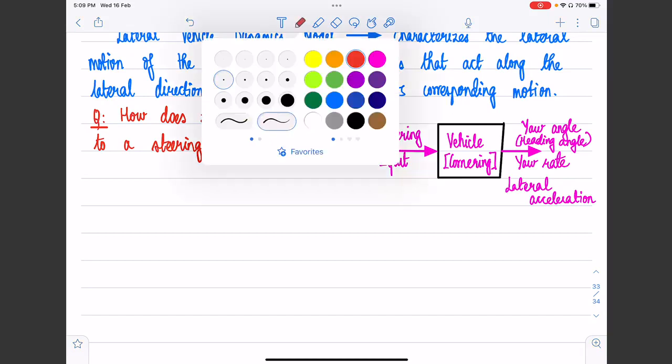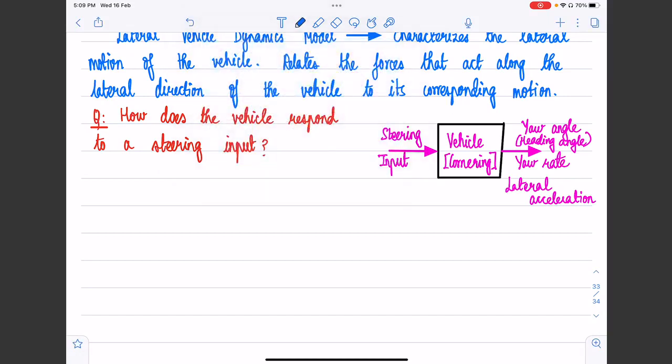Why do we study lateral dynamics amongst others? Of course, we want to characterize or understand the cornering response of the vehicle. Studying lateral dynamics is extremely important when we want to do objective evaluation of handling response. So what are the applications? That is what I'm listing down.